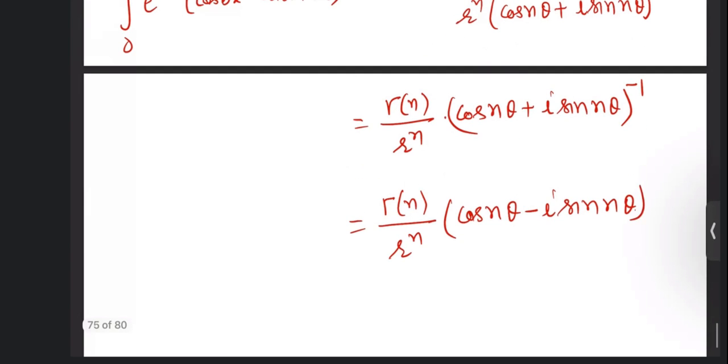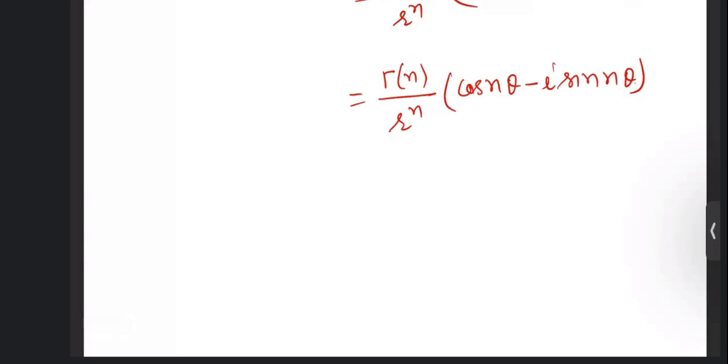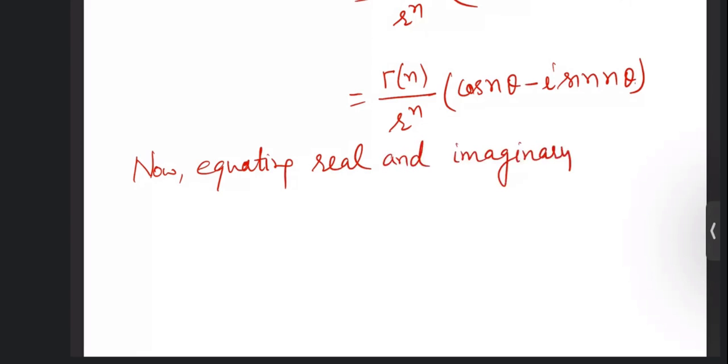Now equating the real part and imaginary part of both sides. In the left hand side, under the integral sign, we convert it into two parts. One part is a real part, another integral is the imaginary part. So now equating the real and imaginary parts on both sides.